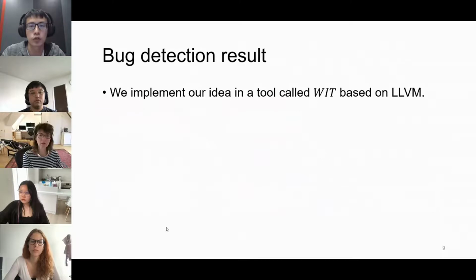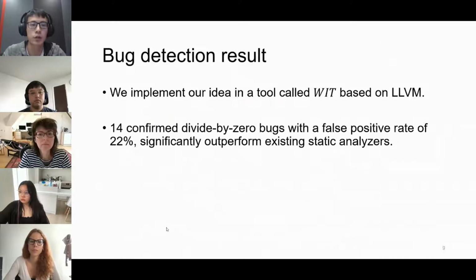We implemented this idea in a tool called Read based on LLVM, and we have found 14 new confirmed divide by zero bugs with a low false positive rate of 22%, significantly outperforming existing works.